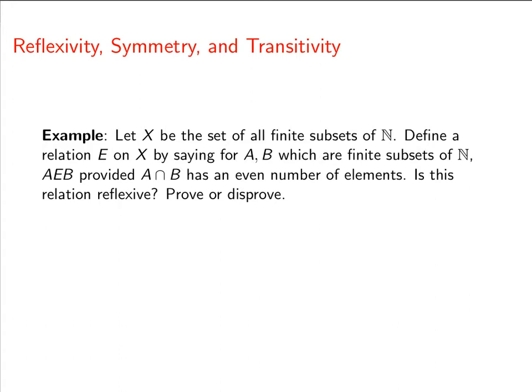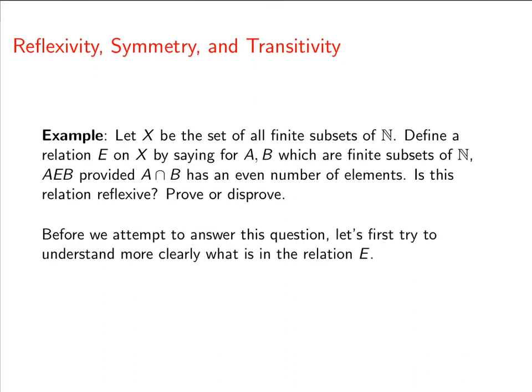All right, one more example. Let's say that X is the set of all finite subsets of the natural numbers. And we're going to define a relation E on this collection of finite subsets by saying that for every A and B, which are finite subsets of N, A is related to B provided A intersect B has an even number of elements. And the question is, is this relation reflexive? We'll prove or disprove.